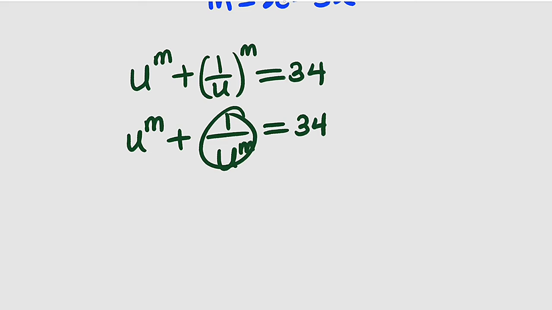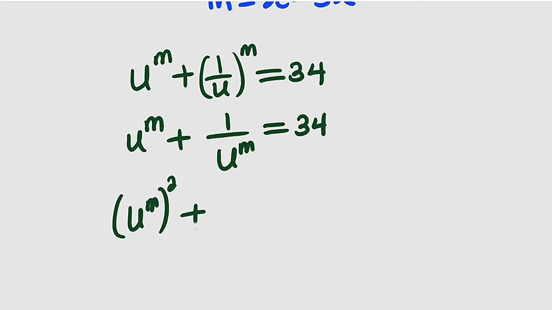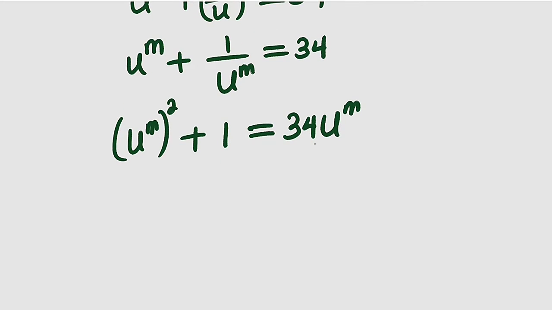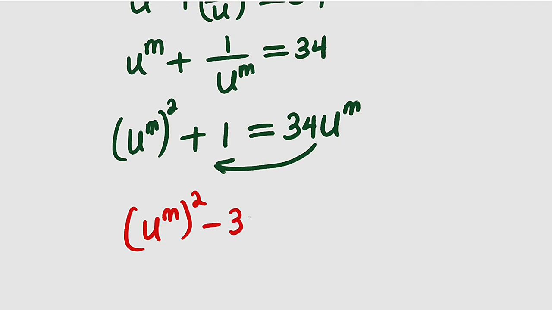To clear this fraction, let us multiply every single term by u to the power of m. If you multiply this by u to the power of m, you shall obtain u to the power of m, whole squared, plus this times u to the power of m will give us 1 because they will cancel. This is 34 multiplied by u to the power of m. I would like to take this one in. So we have u to the power of m whole squared minus 34 as it crosses over, then plus 1, the whole of this equal to 0.